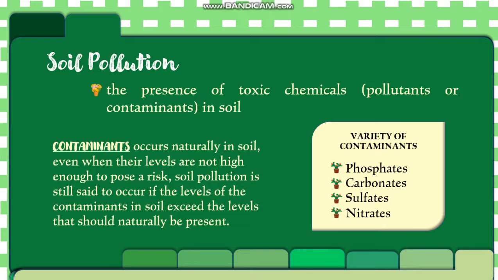We have phosphates, carbonates, sulfates, and nitrates. Ano ba ang nagagawa ng mga compounds na ito sa soil at sa plant? So dun muna tayo sa phosphate. Ang phosphate ay nakakatulong sa pag-grow ng plant. Ang carbonates naman ay nabubuo ito sa resulta ng weathering.